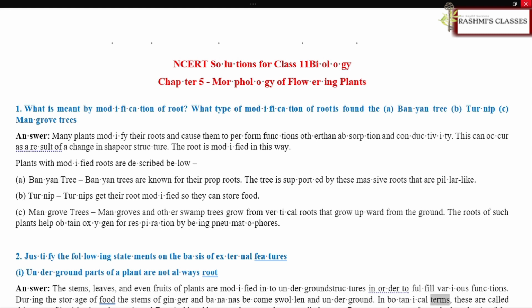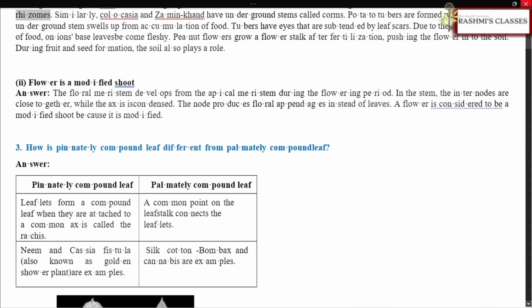In botanical terms, these are called rhizomes. Similarly, colocasia and zamikand have underground stems called corms. Potato tubers are formed when the tip of the underground stem swells up from accumulation of food. Tubers have eyes that are subtended by leaf scars.